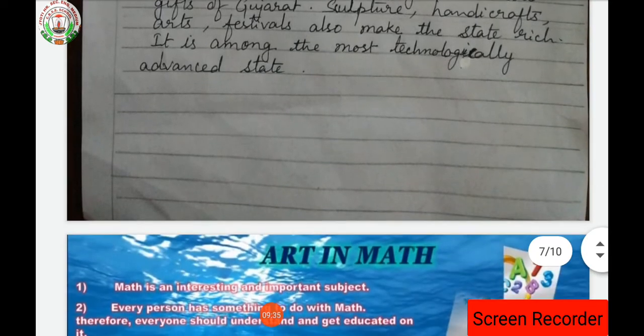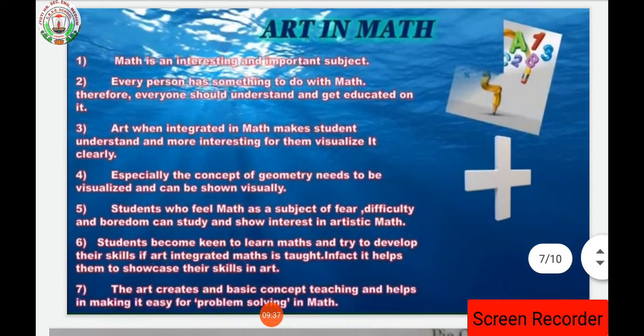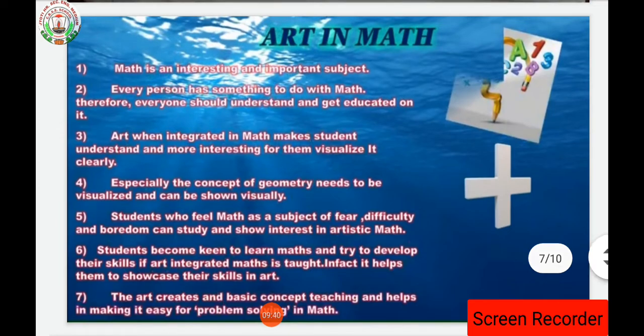Then in the next page you have to write art in maths. This is an optional page; if you want to write it, write it, otherwise skip it. Maths is an interesting and important subject. Second point, every person has something to do with maths. Therefore, everyone should understand and be educated in it. Third point, art when integrated in maths makes students understand and find it more interesting by visualizing it clearly. Clear? So here, the role of art in maths is explained in all the 7 points which you have to write.